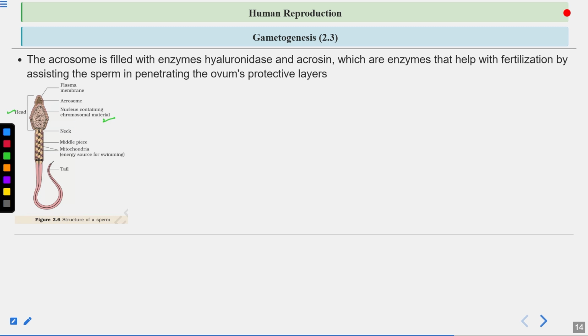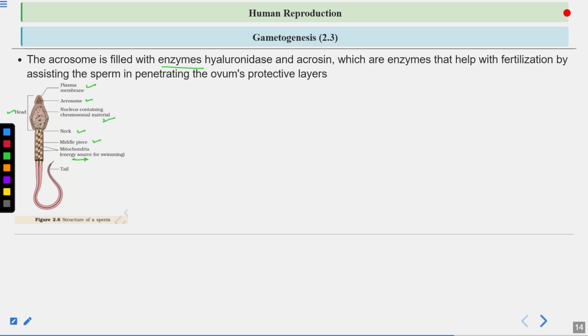Now here you can see on the anterior part, the acrosome is present. Acrosome consists of enzymes like hyaluronidase and acrosin. Then the plasma membrane surrounds the entire surface of the sperm. Below the head, the neck is present. Then the middle piece is present. What is special about the middle piece is that it contains numerous mitochondria. These mitochondria are involved in ATP generation, so they are the source of energy for swimming.